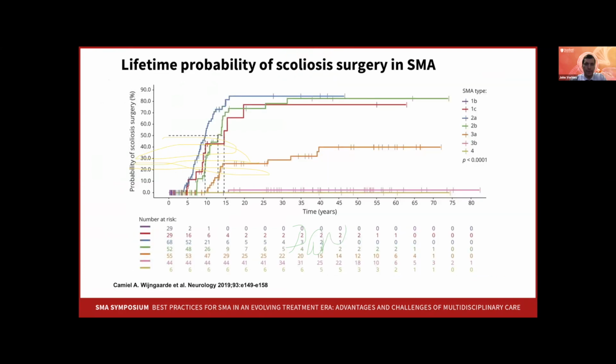So surgery for scoliosis is very common in this patient population. This is some data from a study out of the Netherlands in 2019 that tracked a population of 300 patients with scoliosis. And so we can see from this that by age 10, about half of patients with type 2 SMA have gotten scoliosis surgery. And the lifetime risk of scoliosis surgery was around 88% in sitters.